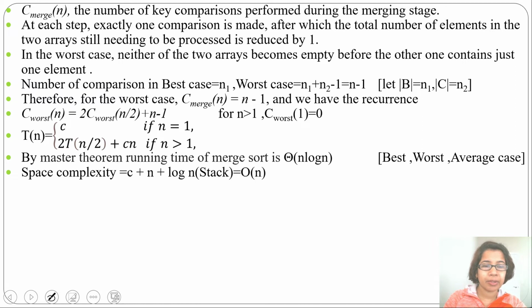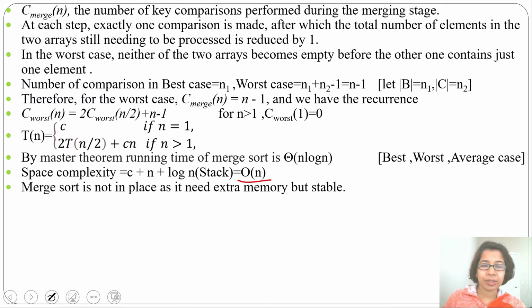Space complexity equals C plus n, where n is the size of the array, plus log n. As we are calling recursively, we need some stack space. Stack size is log n. We can say space complexity is order of n or theta of n. And merge sort is not in place as it needs extra memory.